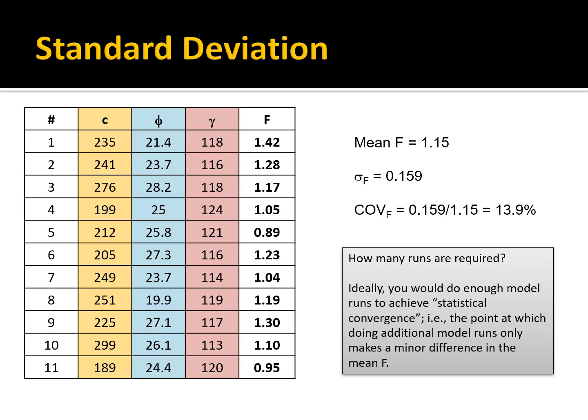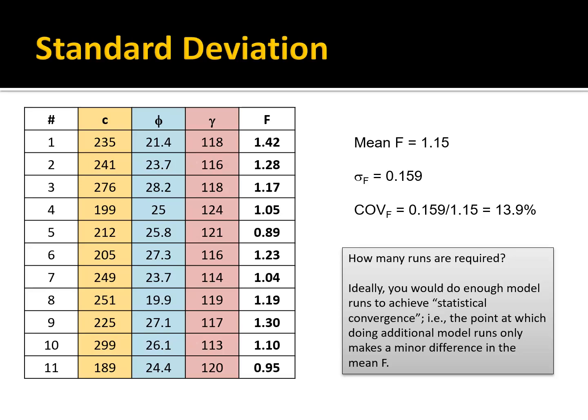Ideally, you run enough model runs that you achieve what's called statistical convergence. For example, you can do 100 runs and then calculate the coefficient of variation, do 150 and do it again, add another 50 and do it again, and at some point, if you add more model realizations, it's not going to change your coefficient of variation much. And so that's what we call statistical convergence.